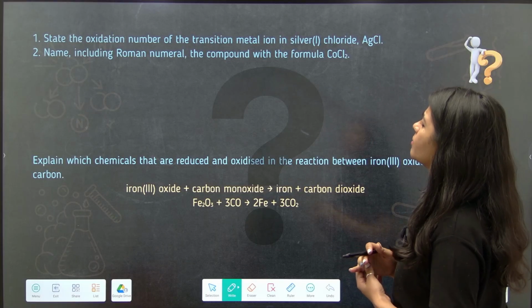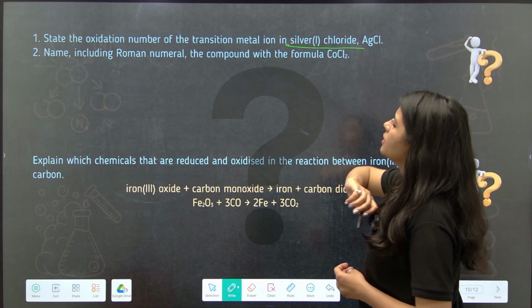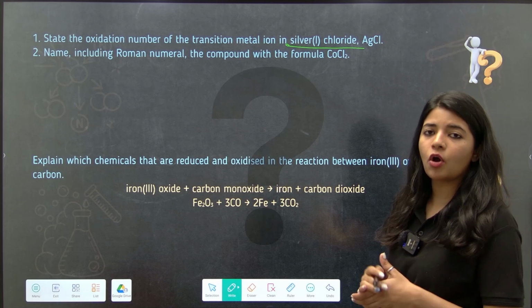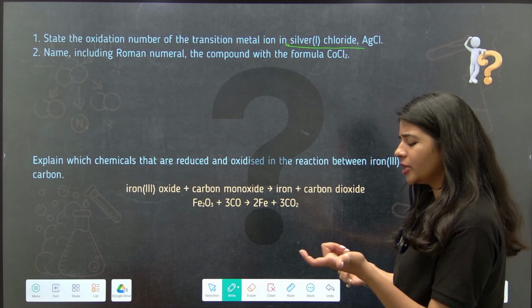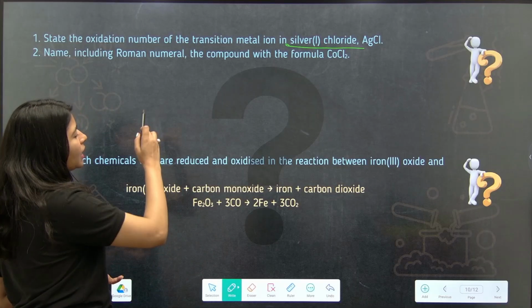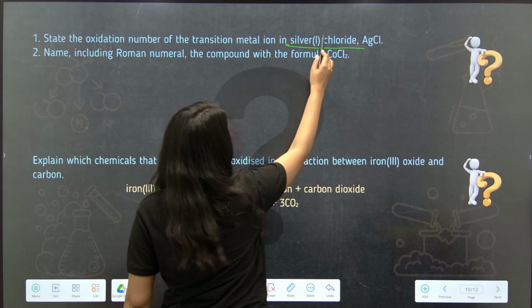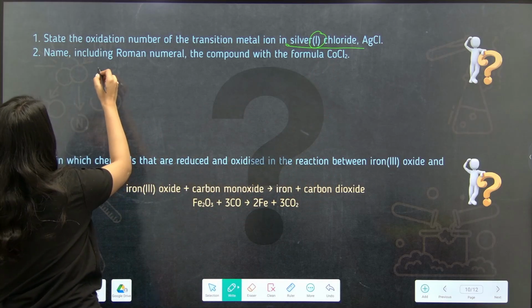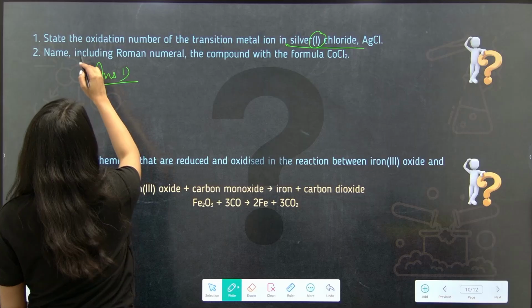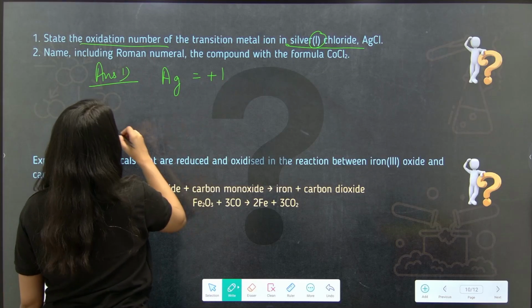Okay. Next is your question. State the oxidation number of the transition metal ion in silver(I) chloride. So here, what is the transition metal? Silver is the metal. We always write the species first, which is the metal. So here, silver is the metal in plus 1 oxidation state. How do I know this? Because in brackets 1 is written. So for the first question, the answer is that Ag is in plus 1 oxidation state.